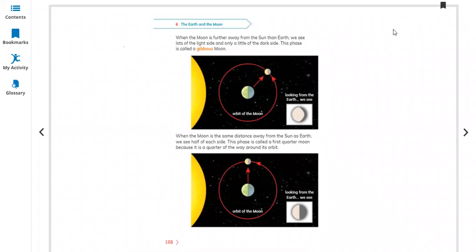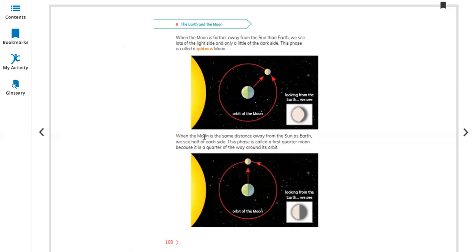Page number 168. When the moon is further away from the sun than Earth, we see lots of the light side and only a little of the dark side. This phase is called a gibbous moon. You can see here the orbit of the moon. Looking from the Earth, the half part is gone.